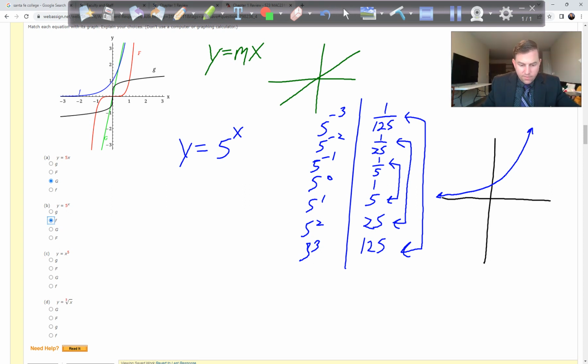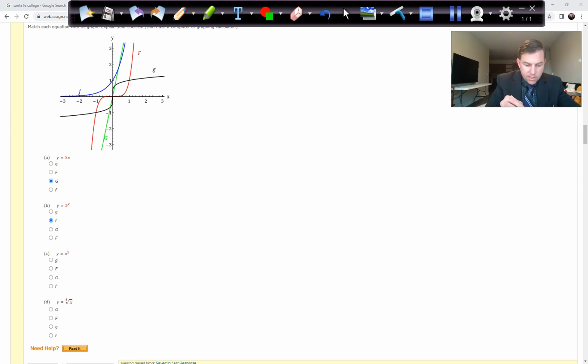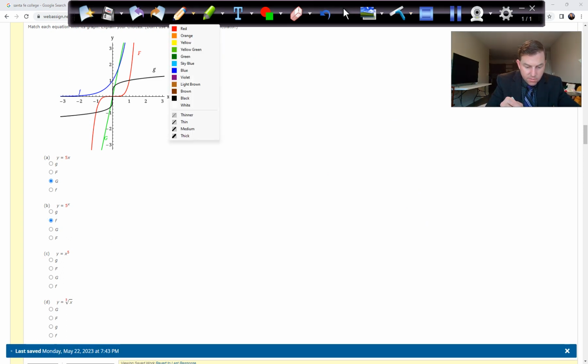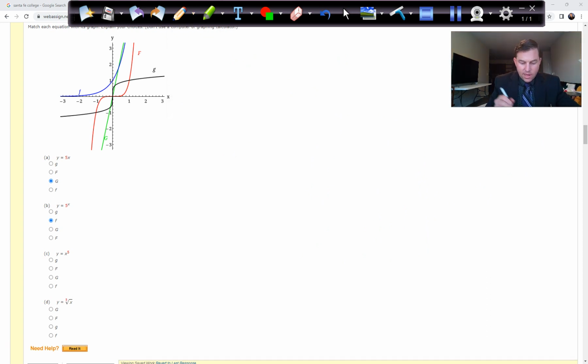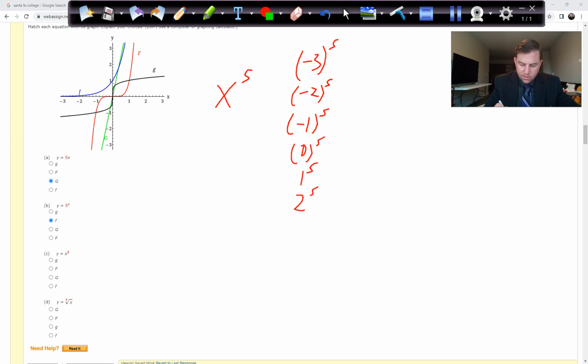Okay, now x to the 5th. Let me clear out these other ones. x to the 5th, let me see if I can get the color right just by looking. I believe it's going to be g. Okay, actually no, it's probably going to be red. So x to the 5th, once again we can pick negative values: negative 3 to the 5th, negative 2 to the 5th, negative 1 to the 5th, 0 to the 5th, 1 to the 5th, 2 to the 5th, 3 to the 5th.